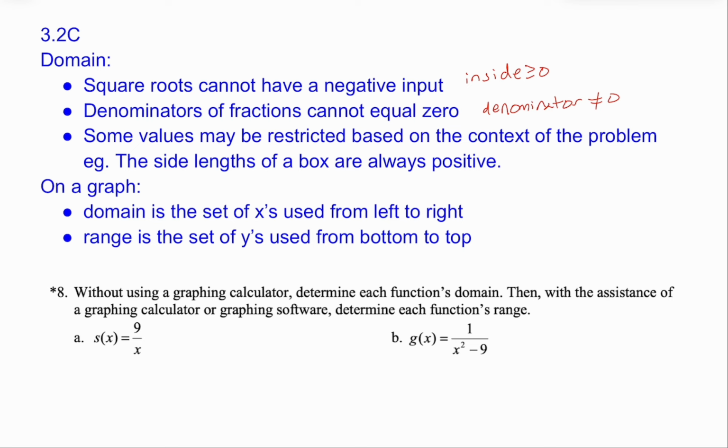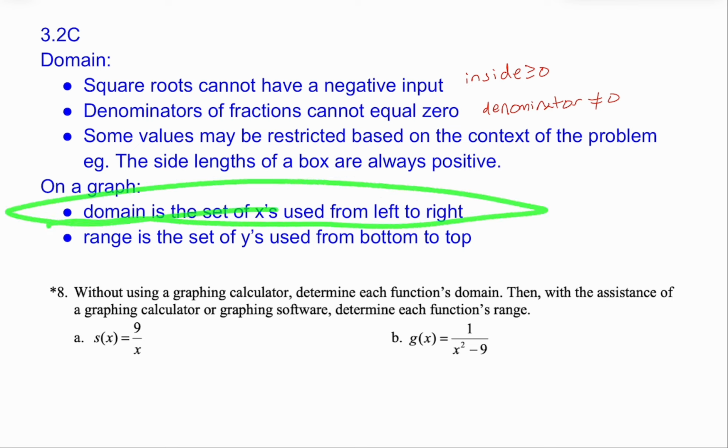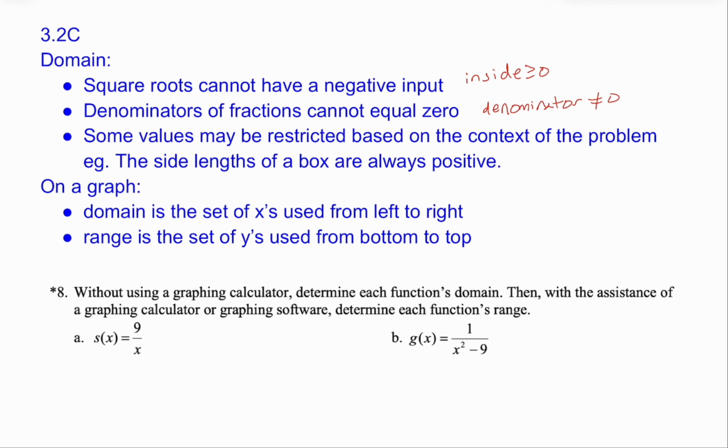On a graph, the domain is the set of x's that we have used. Go from left to right. The range is the set of outputs, the set of y's that we have used. How high are the bumps in the graph? So we would think of the graph from bottom to top.